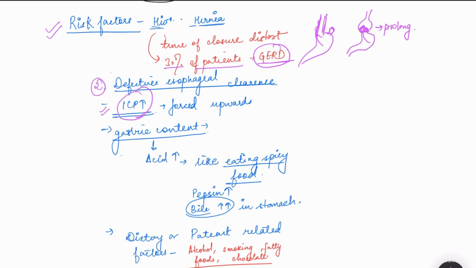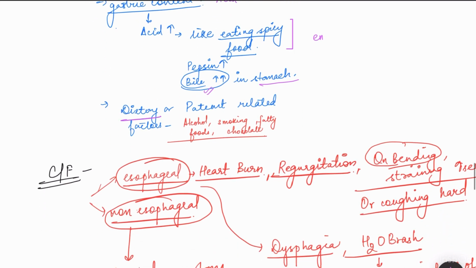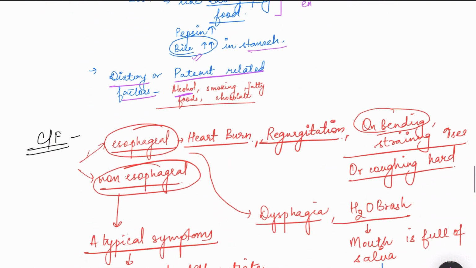Fourth point is gastric content. It means the acid is released in more amount, and it can be due to eating spicy food, or the enzymes are secreted in more amount, like bile secreting in the stomach in an inappropriate amount. Next is dietary factors or patient related factors. Patient related factors means the patient is taking alcohol, fatty foods, smoking, chocolate. So these are the risk factors of GERD.